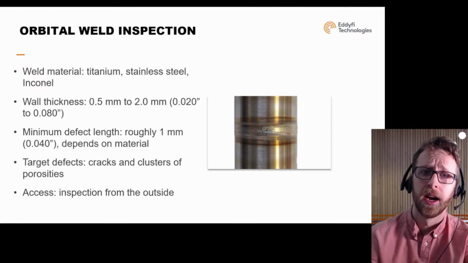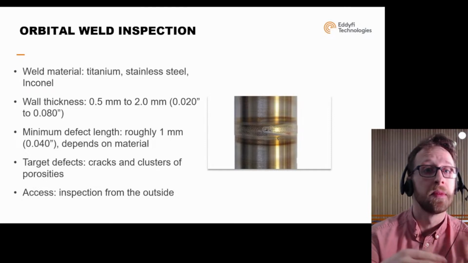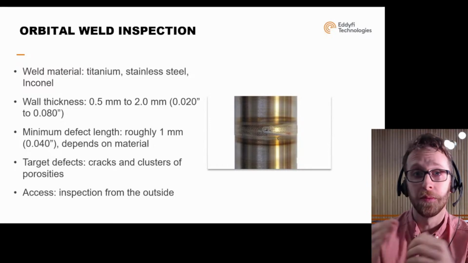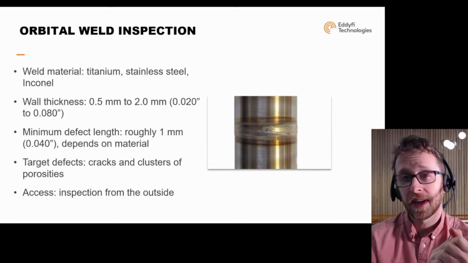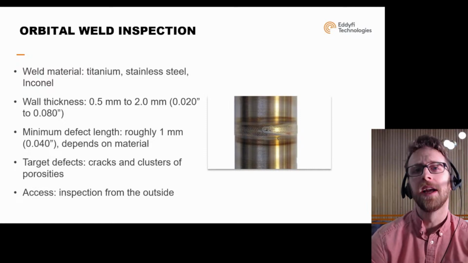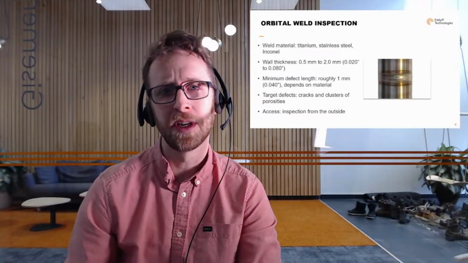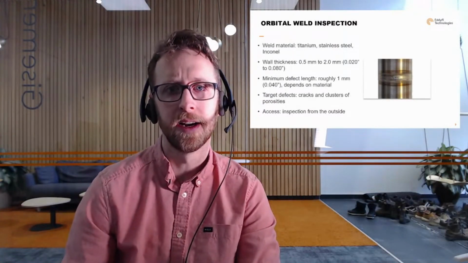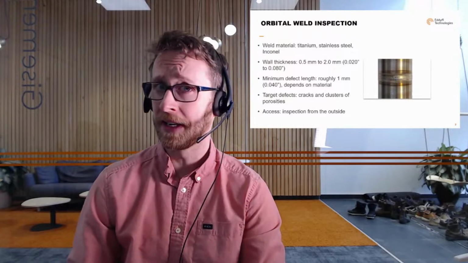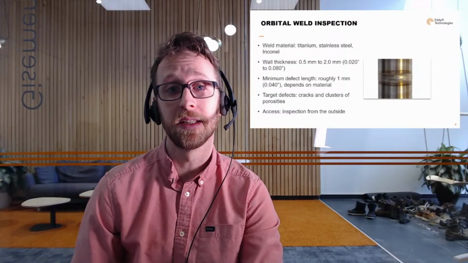Weld thickness that we're targeting, so more or less 0.5 millimeters to 2 millimeters. If it's thicker than that, then perhaps a bigger coil is going to be required, but this is the target that most orbital weld, the thickness is going to be within that range. Minimum defect length that we're targeting here. It says 1 millimeter, but depending on the material and the defect criteria that you're using, we can tweak the probe and the setup to make sure that we're able to find a little bit smaller than that using our eddy current probe. And of course, we're targeting both cracks, porosity, depending on their size, might be able to be picked up by the ECA probe also. And of course, the access is always from the outside.